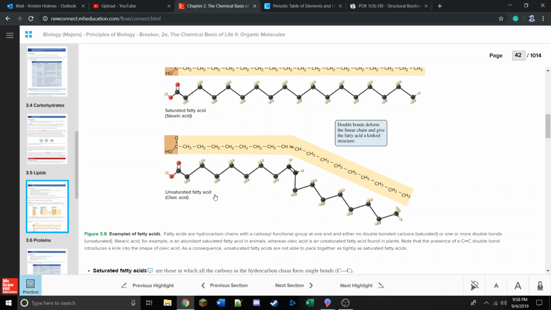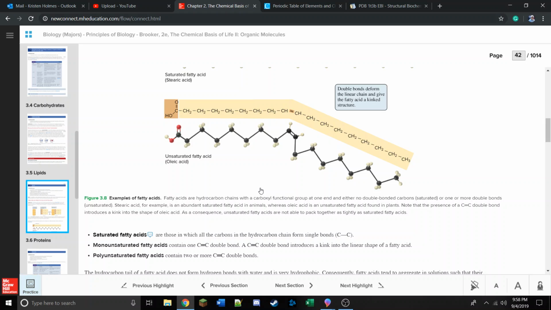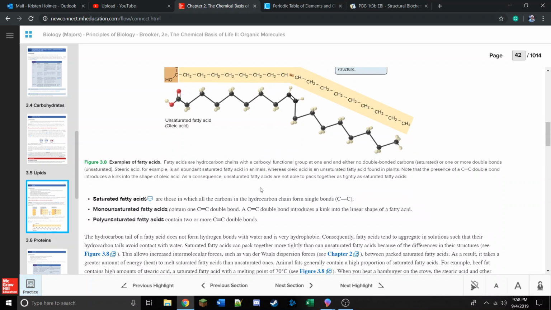An unsaturated fatty acid is like that. It has these little double bonds that give it this bendy shape. Now these are kind of all over the place, and they're not as tightly packed, which means they're usually flopping all over the place. Oils are liquid at room temperature. Oils are unsaturated fatty acids.